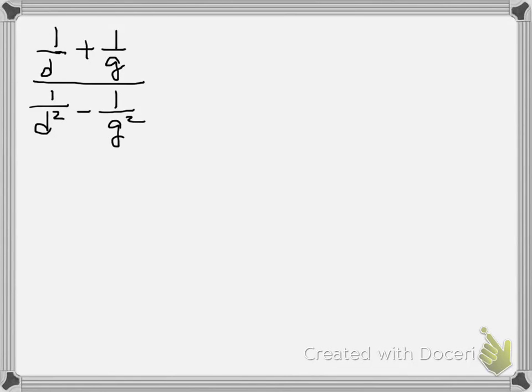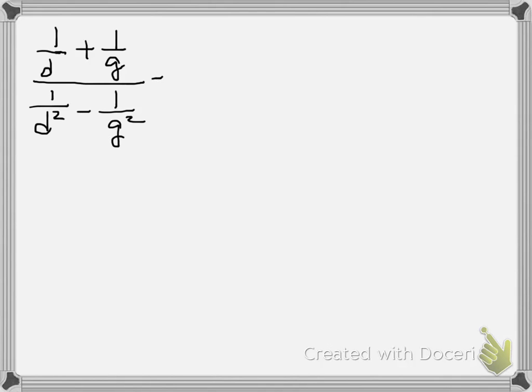I received a request for help with this problem. It's a complex fraction, and on this problem, understanding all the rules of fractions as well as the new rules of factoring is very important. So a calculator won't help you do these fractions, but you have 1 divided by d plus 1 divided by g over 1 divided by d squared minus 1 divided by g squared.